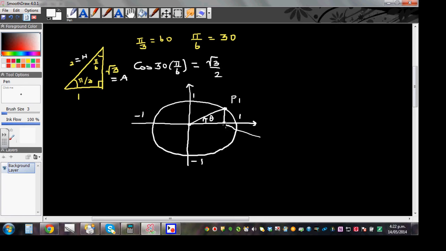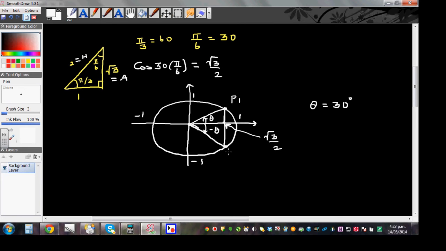So let me write it here. This coordinate is going to be root 3 over 2. That's what it means. So this is theta. We are saying theta is 30 degrees. So when theta is 30 degrees, the x-coordinate is going to be root 3 over 2. So using symmetry, if you draw theta, let me drop it down here. This angle is also going to be theta, or negative theta. If going up is positive, going down is negative.